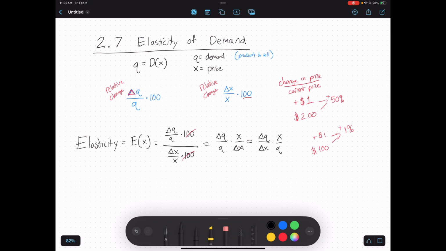Well, interesting. We've seen delta Q over delta X before. All that is an average rate of change formula. And what did we learn in our last video? We learned that the average rate of change, as long as delta X is relatively small, can be approximated using the derivative.